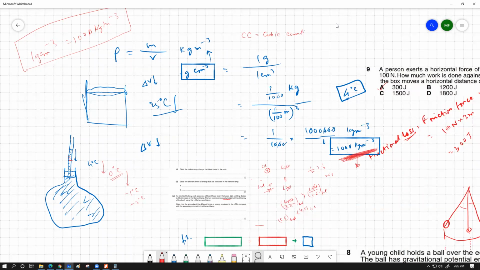Cubic centimeter basically means centimeter cube. This is just an acronym for cubic centimeter. So 1 gram per cc also means 1 gram per centimeter cube and 1000 kg per meter cube. So you should also know that cc means centimeter cube, cubic centimeter. So that's the definition for density.